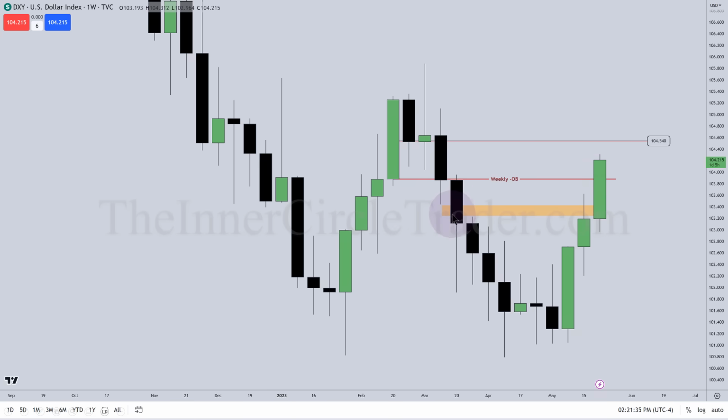I mentioned how we would use this imbalance from this candle's low to this candle's high. That would act as support and spring price higher. And we've seen that happen here. No wipe-off required.